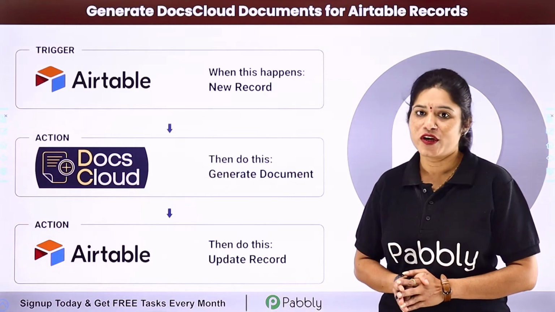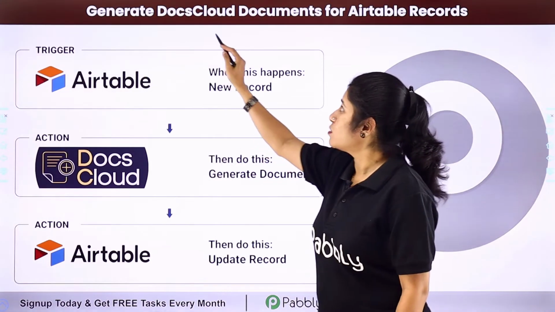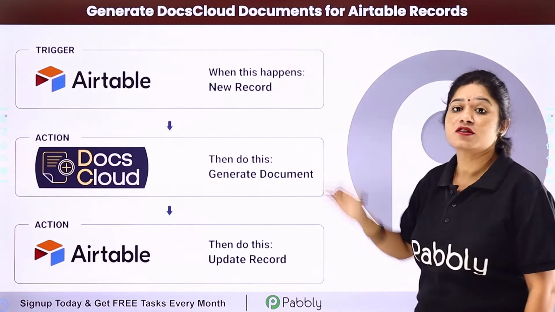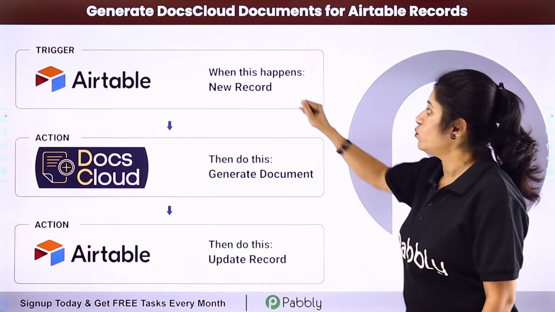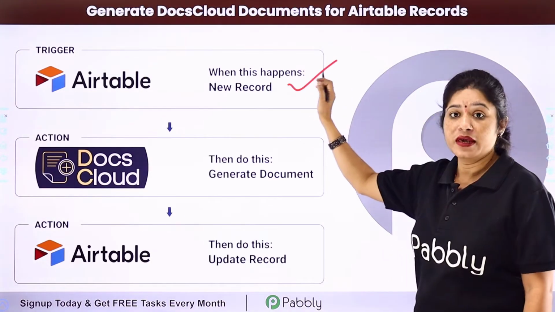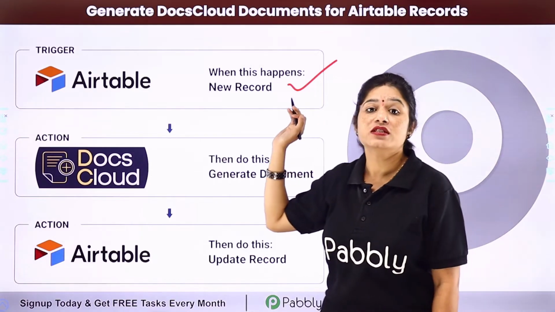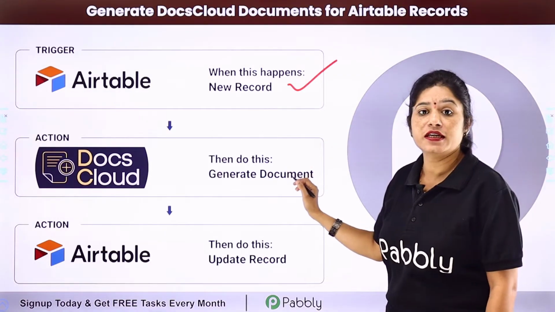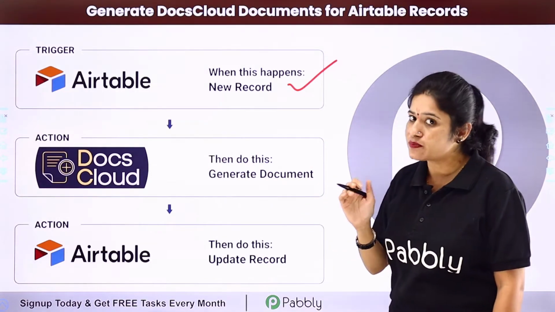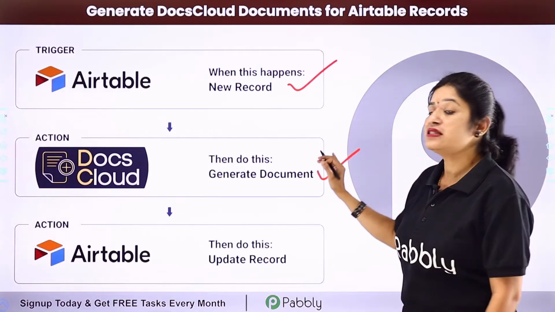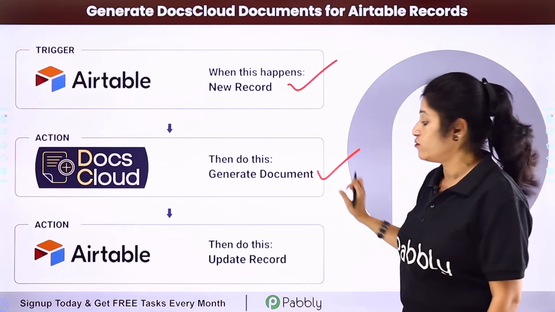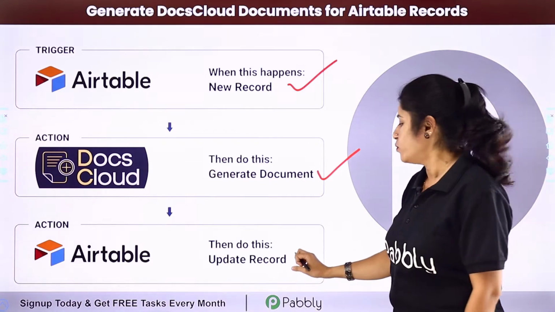In this video, we are going to learn how you can generate DocsCloud documents for Airtable records. So the idea here is that whenever you create a new record in your Airtable base, automatically using those details, a new document should get generated into your DocsCloud account using a specific template, and the same document URL should be saved to your same Airtable base as a new record.